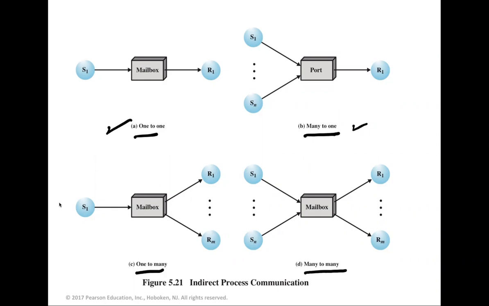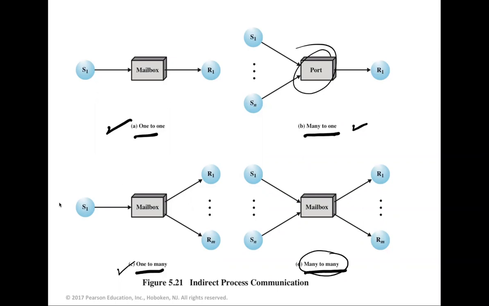In this case, the mailbox is often referred to as a port. A one-to-many relationship allows for one sender and multiple receivers. It is useful for applications where a message or some information is to be broadcast to a set of processes. Finally, a many-to-many relationship allows multiple server processes to provide concurrent service to multiple clients.